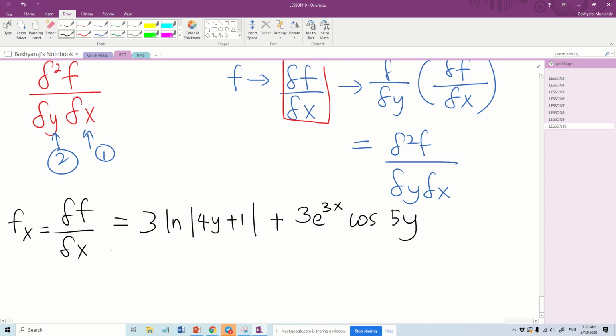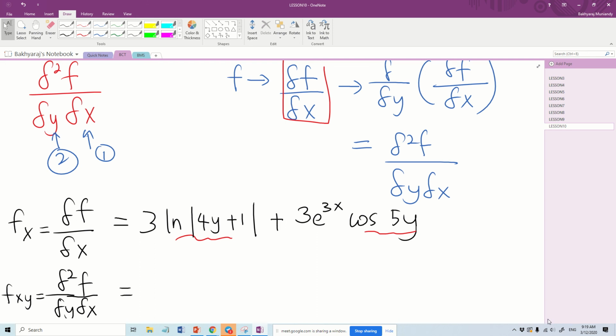Next, I want to differentiate with respect to y. So delta square f over delta y delta x, or I can put this one as xy. This is actually xy. So now I want to differentiate with respect to y. Whatever y I differentiate. This is y and this is y.